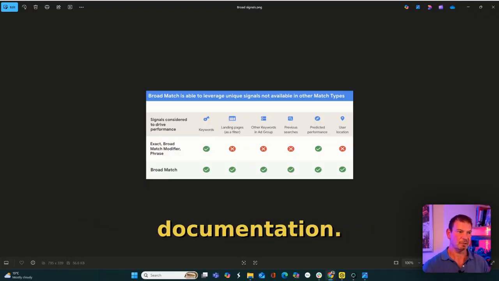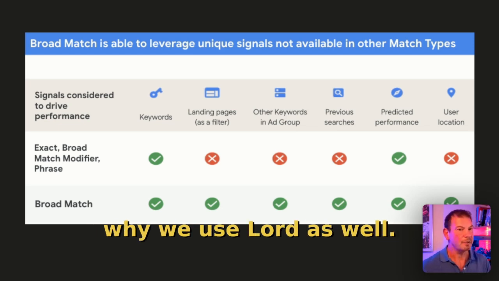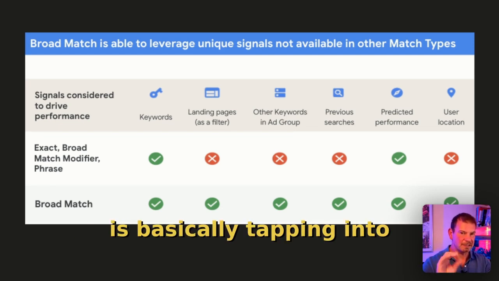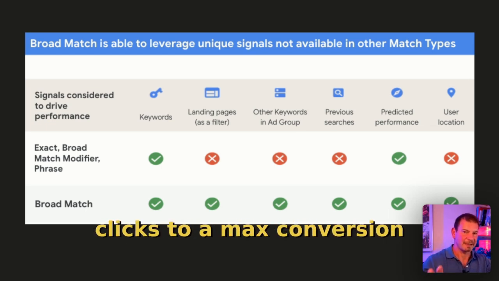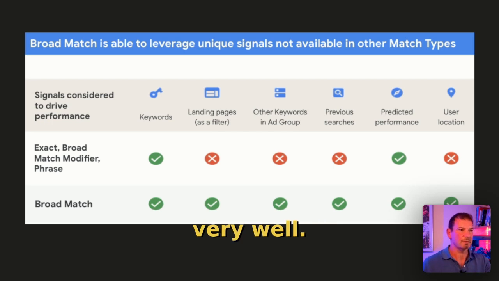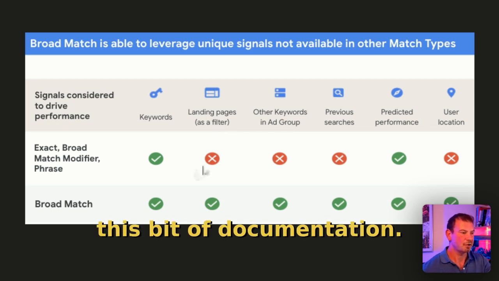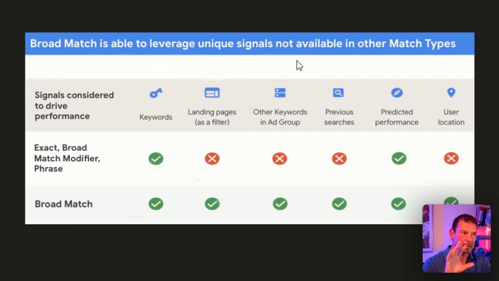So let me just jump over. I just want to show you some documentation now. Let's jump over to the screen. And I want to explain to you why we use broad as well. So broad gives you signals, which is basically tapping into Google's AI, especially if you've gone from a max clicks to a max conversion strategy. This works very, very well. So having a max conversion strategy, you're tapping into the AI of Google as well as this bit of documentation. So broad is able to leverage unique signals, and this is important, that's not available in phrase or exact.